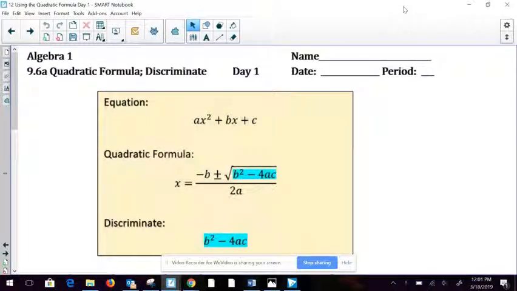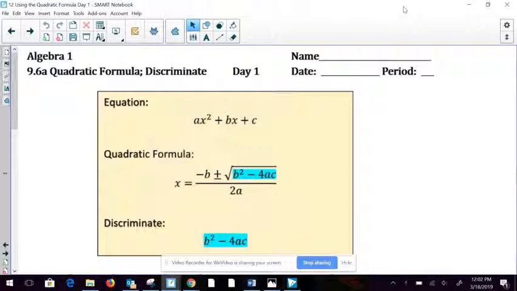Hi, everybody. Welcome back. Today begins our third and final way of solving quadratic equations. The method that we're going to be using to sum this all up is using the quadratic formula. The nice thing about this method is it doesn't matter what parts of your equation you're given. You can always use this formula to solve.